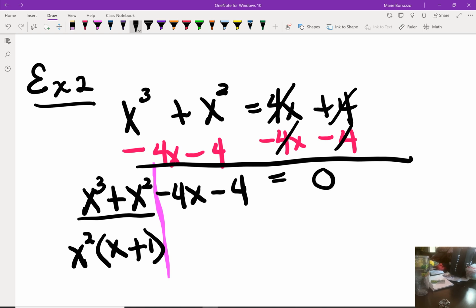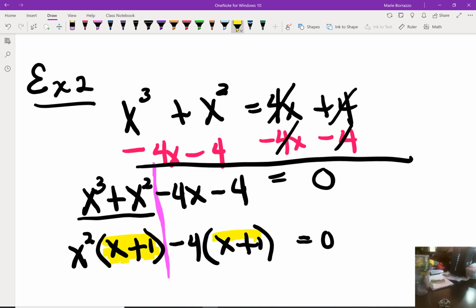Over here on this side, I'm going to take out the negative 4. And this is x plus 1. Now keep in mind that both of these have to be identical for you to use factor by grouping. And if they're not identical, we cannot use them. It's not factor by grouping at that point. We have to use some other method.